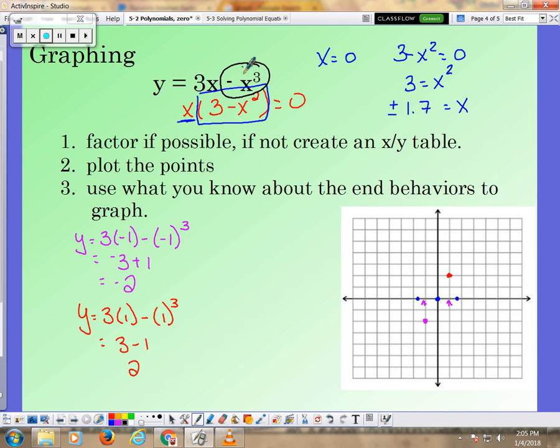So I have a minus x cubed. So what's my a?